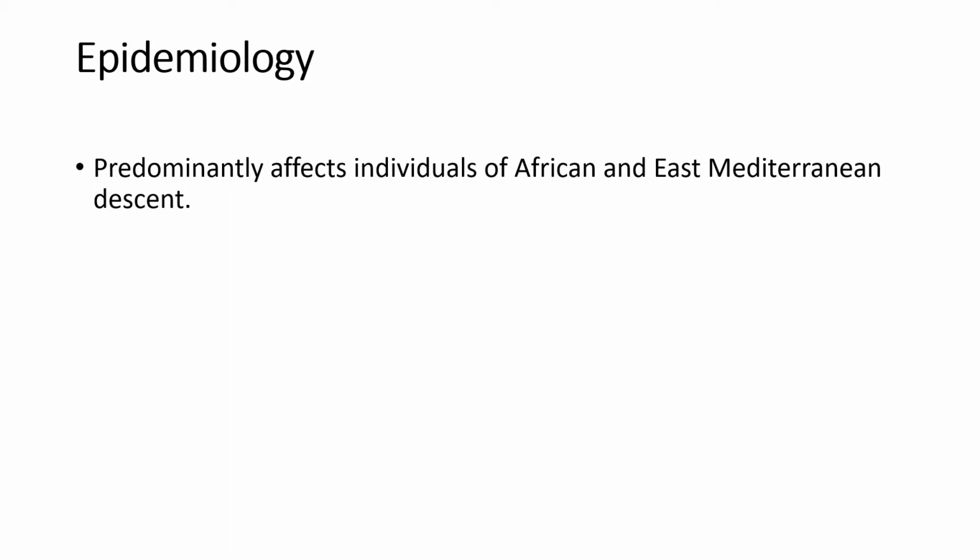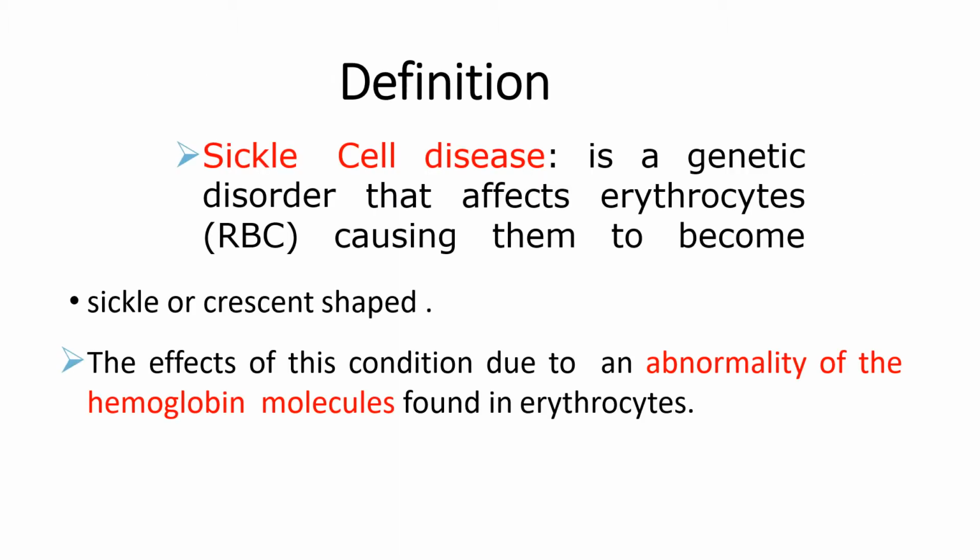About the epidemiology, it predominantly affects individuals of African and Eastern Mediterranean descent. It also affects children of Indian descent, especially the tribal people of India. Coming to the definition or meaning of the disorder, it is a genetic disorder. It affects RBC. It causes RBC to become sickle or crescent shape. The effect of this condition is due to an abnormality of the hemoglobin molecule found in the erythrocytes. So it is a genetic disorder. It runs in family, or it is a hereditary disorder.